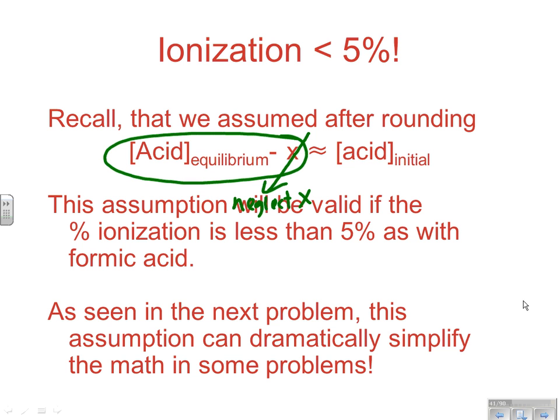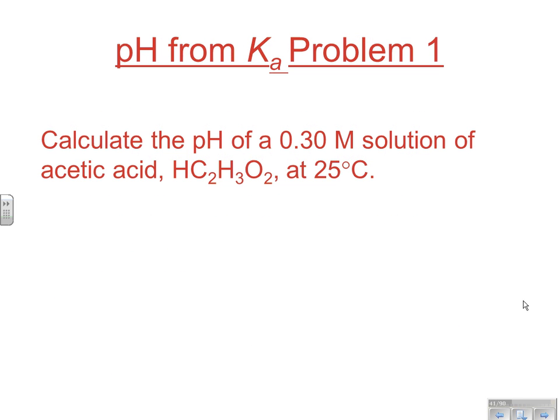So while there are some problems where people end up using the quadratic on the AP test, there's never a problem where you really have to. And that's always going to come up here with these acid-base equilibrium type situations. So in the next problem we're going to see that that can really dramatically simplify the math. So we're going to look at that 5% rule in application, and we're going to use that neglect X thing whenever possible. So here's a typical pH problem from Ka.